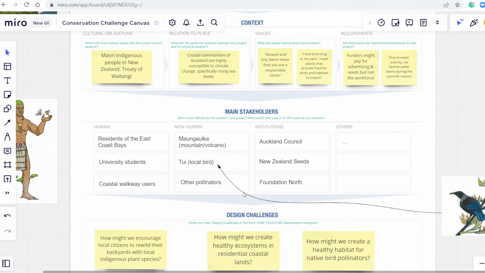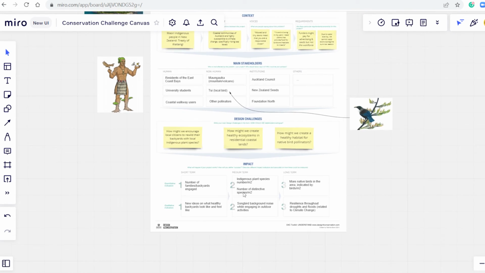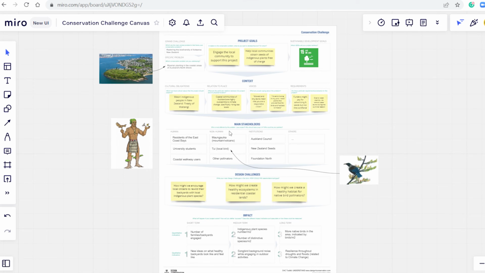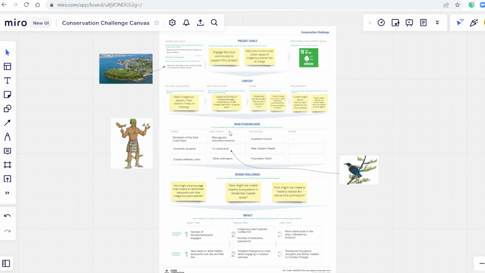Well done! This document is an excellent starting point. It will help teams make the agreements that will guide the rest of the Design for Conservation process. The next step will be to start defining your stakeholder personas, which I will explain in the upcoming video.